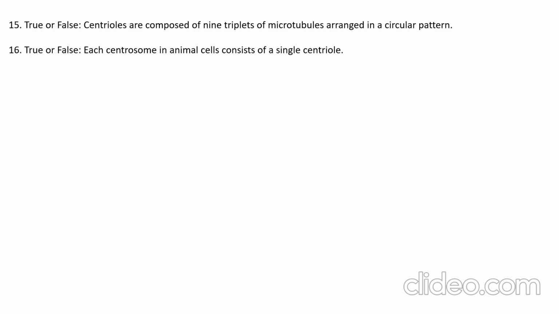Right, next question. True or false? Each centrosome in the animal cell consists of a single centriole. False. So it actually has a pair, right? So that's absolutely right. This is a false statement. A centrosome has a pair of centrioles, which are then duplicated before cell division.